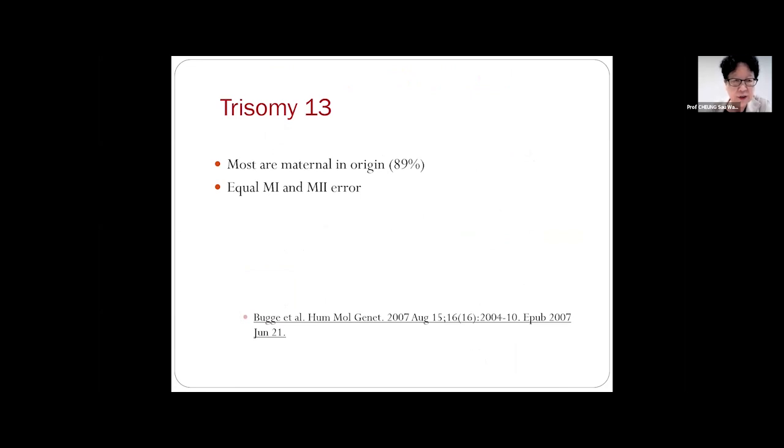The newest study showed that most are maternal in origin, 89% of them, and it could be a meiosis I or meiosis II error.